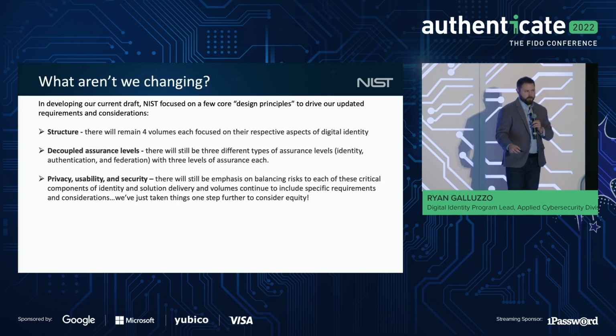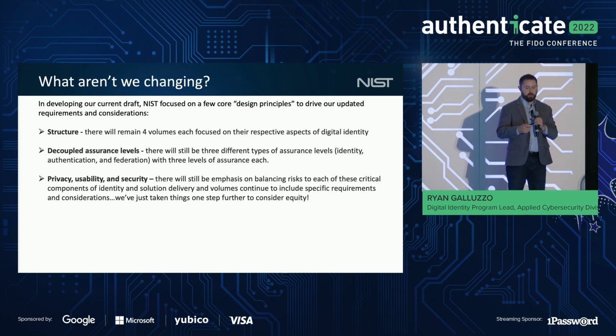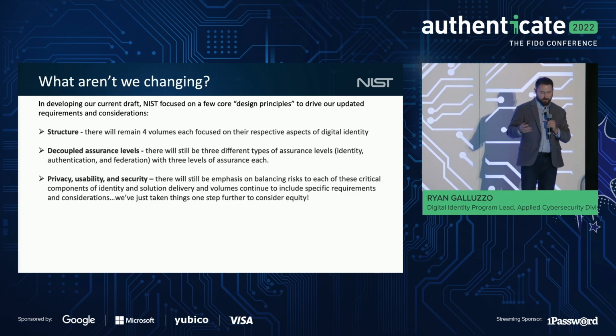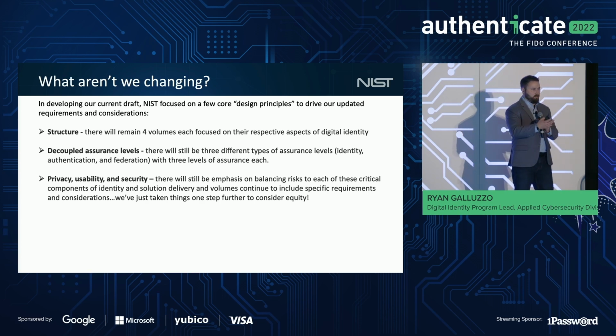So what aren't we changing? A lot of it is going to stay the same. It will look and feel very similar, except for a few key areas, to what you all have grown to know and hopefully love over the past few years. The structure is going to be the same. We're still going to have 4 volumes, base document, A, B, C. We're going to continue to decouple the assurance levels.